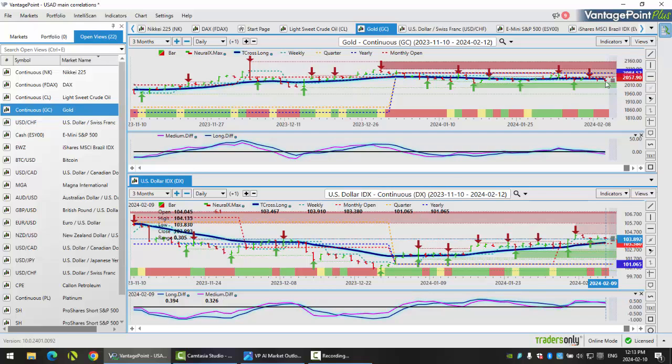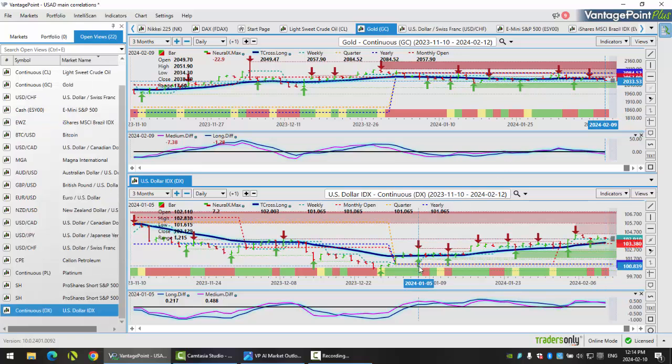So right now, we can see that gold, the staggered resistance starting at the yearly opening price, comes in at 2084. Then we've got our monthly opening at 2057 and our T-cross long at 2049. And gold has been staying below that for the main calendar year as the dollar index stays above its yearly opening price. So the direct inverse correlation is suggesting there'll be more downside pressure on the metals.